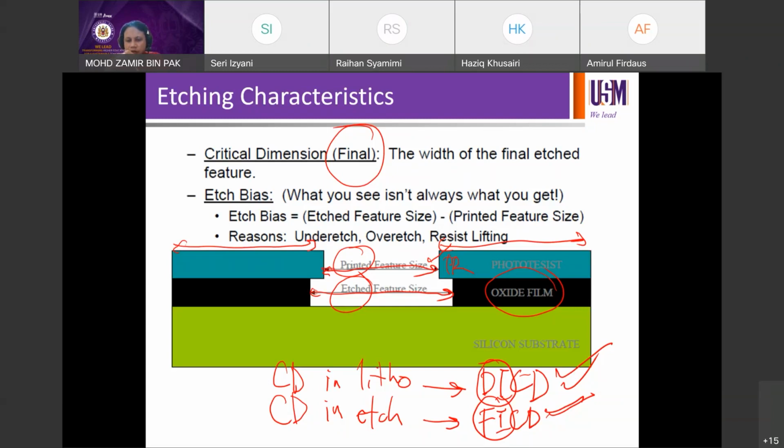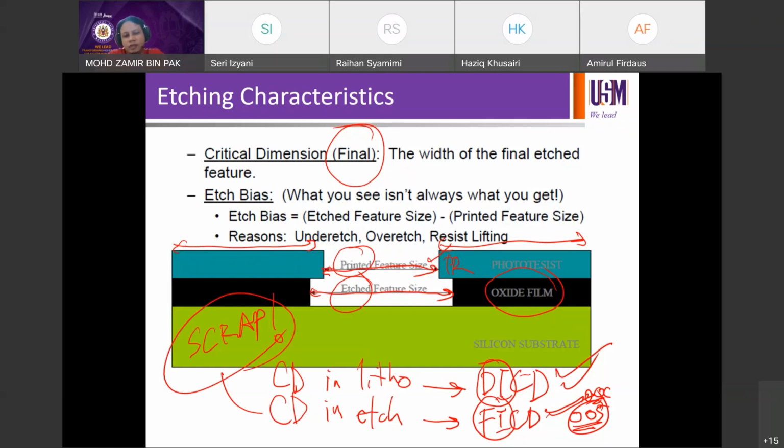If your FICD is out of spec, for example, can you rework the wafers? Anyone? Tak boleh rework. Then what do you do? If your FICD is out of spec, OOS, out of spec, or OOC, out of control, it's still okay. So for out of spec, what do you have to do? Kena scrap lah. Good. Right, scrap. Gone. Habis. Tak boleh selamat lah.